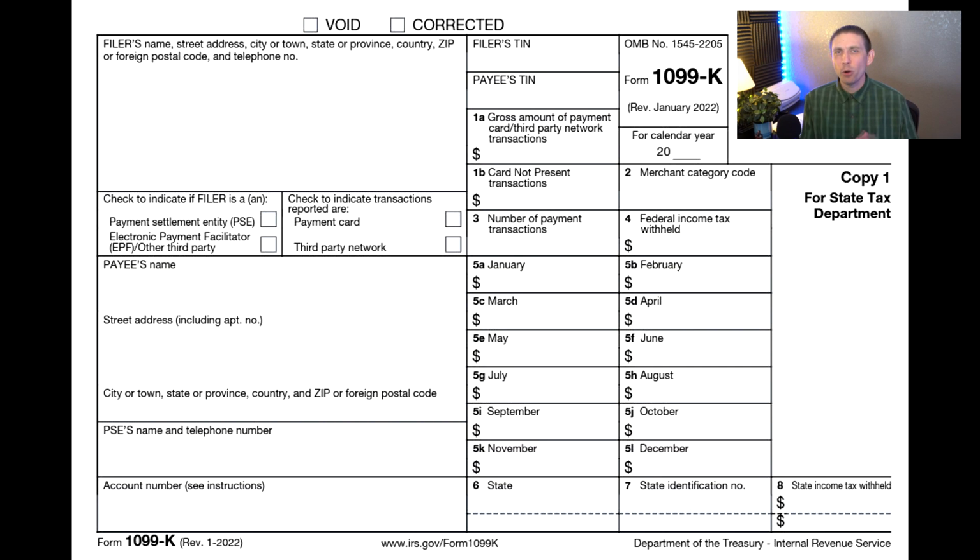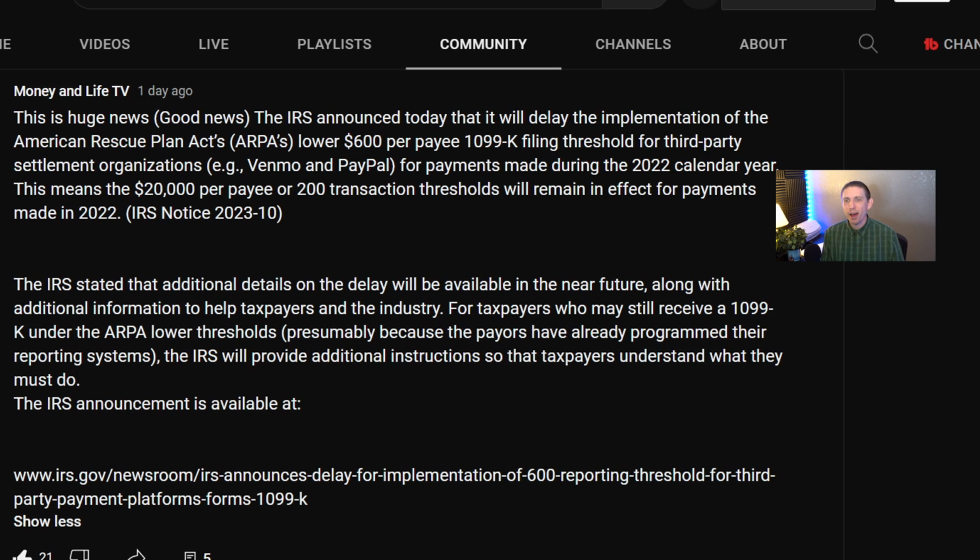One of the biggest pieces of news before we really get into the details of the spreadsheet is that it was expected that for tax filing season 2022, which would be in 2023, you would have to be subject to the new 1099-K filing thresholds of $600 or more from third-party processors like your Venmos, your PayPals and things like that. Well, the IRS has announced today that it will delay the implementation of the American Rescue Plan Act's (ARPA's) lower $600 per payee 1099-K filing threshold for third-party settlement organizations for payments made during the 2022 calendar year. This means that $20,000 per payee or 200 transaction thresholds will remain in effect for payments made in 2022.